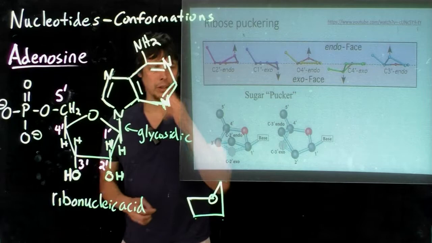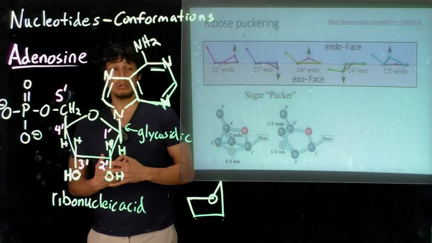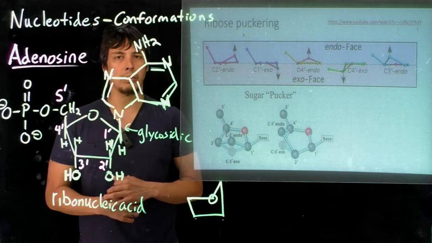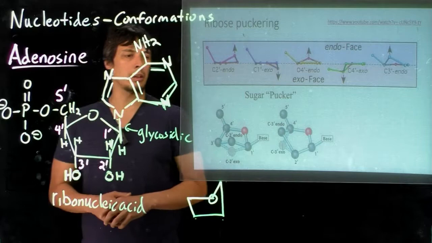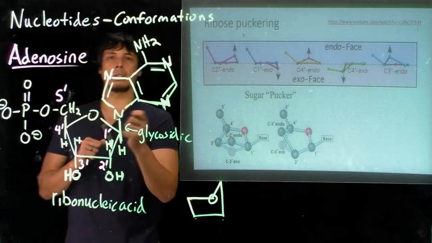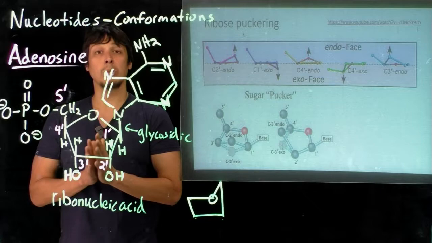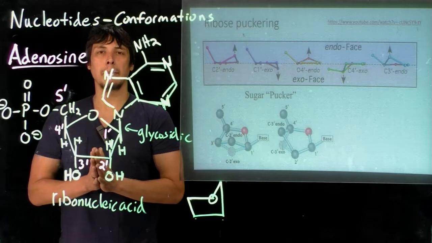Okay, and then we can also see these different puckerings within this figure down here. Two of the more common puckering forms for these nucleic acids are the C2 prime endo and the C3 prime endo. And that can have a huge influence: if all the nucleotides within a DNA nucleic acid are in the C2 prime endo or C3 prime endo position, then that can have a huge effect on the macromolecular structure for the DNA. And we'll discuss that in a later video.